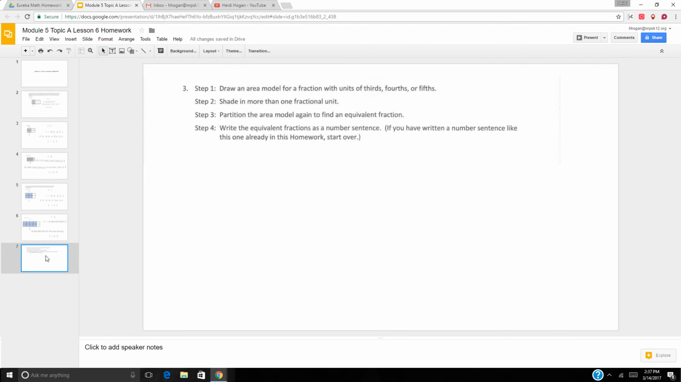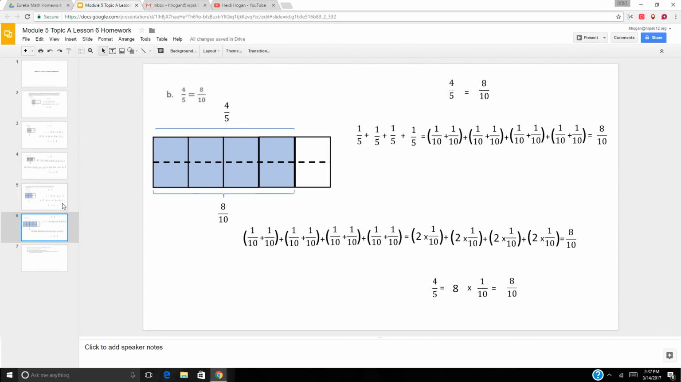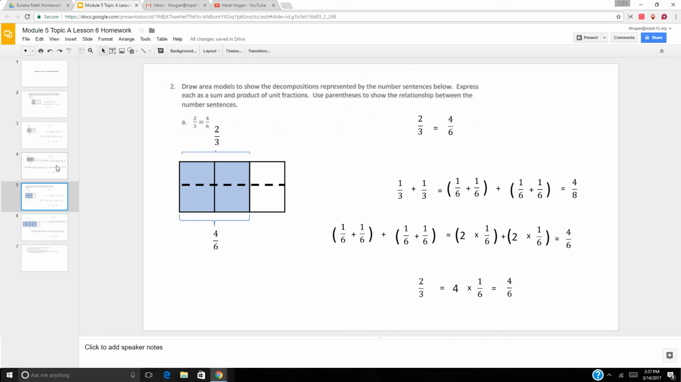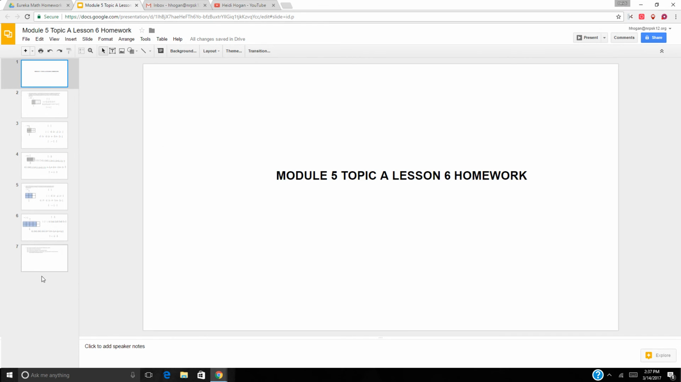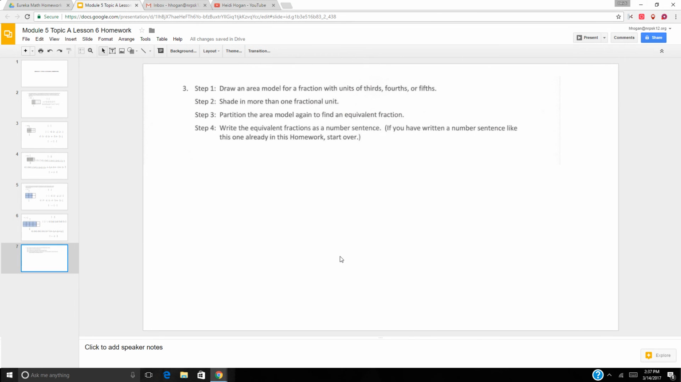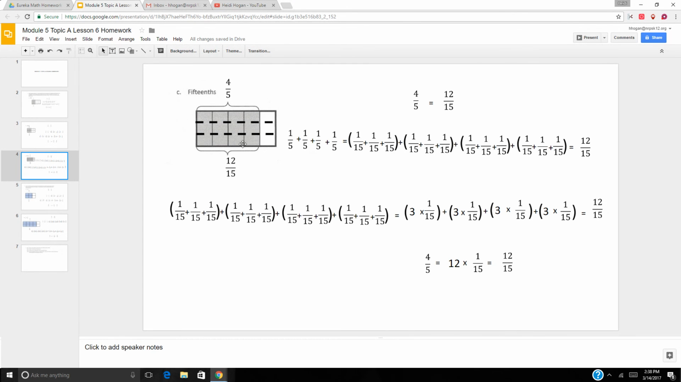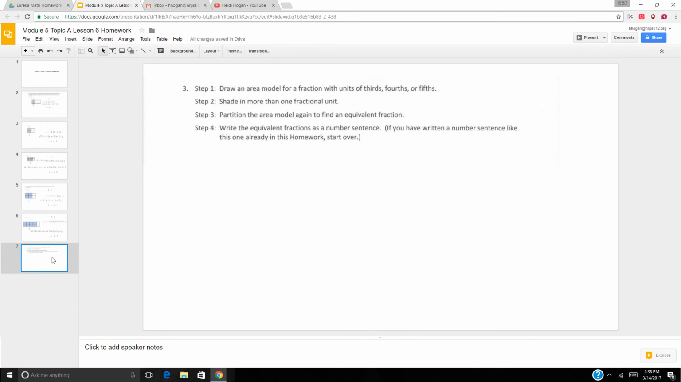So now you get to choose a fraction, 2 equivalent fractions, draw the area model, label it, shade in more than one fractional unit, partition it to find an equivalent fraction, and then basically do what we did here. So we already used 4/5, we used 2/3, we used 4/5. Okay, so choose another fraction. Don't make it too hard on yourself, obviously, because as we know from our 4/5 equals 12/15, that's a lot. So make it easy on yourself, but don't use something that we've already done.